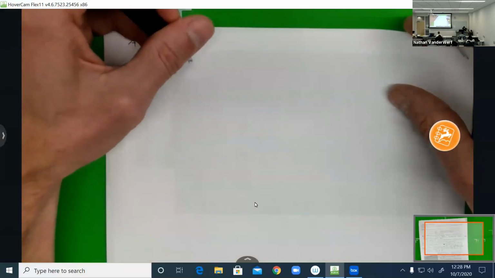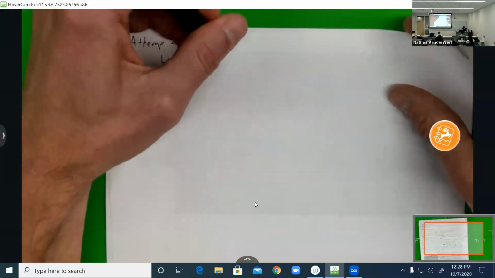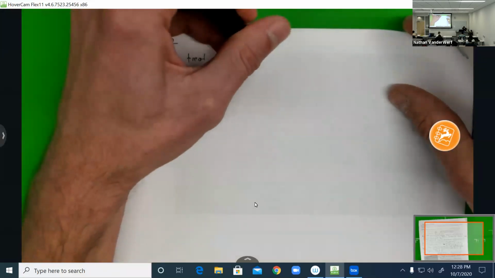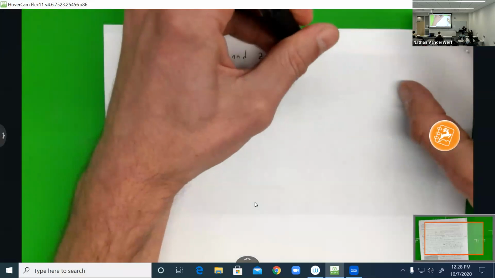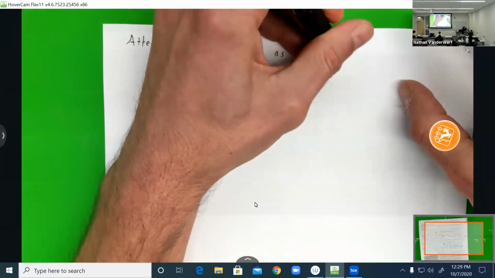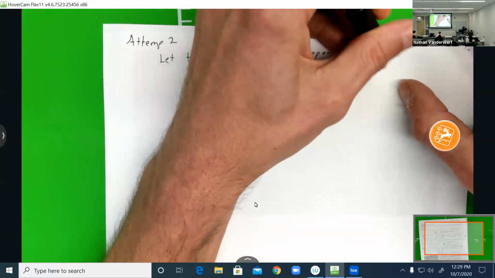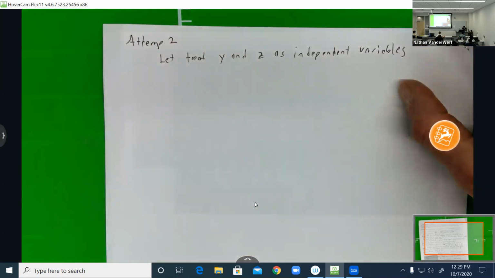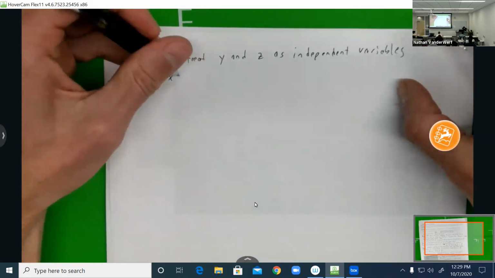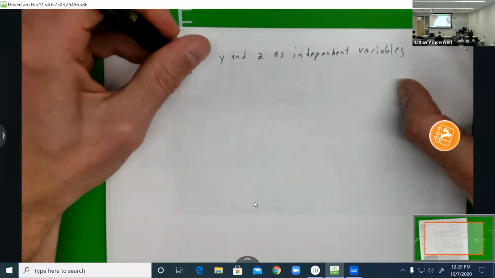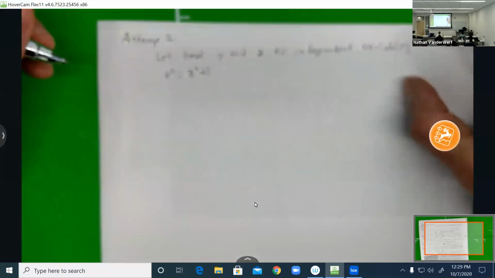This time, let's treat y and z as independent variables instead. And we shouldn't have this problem anymore because there really isn't any restriction on z this time, like there were on x. So this time we're going to set x squared equal to z squared plus 1.